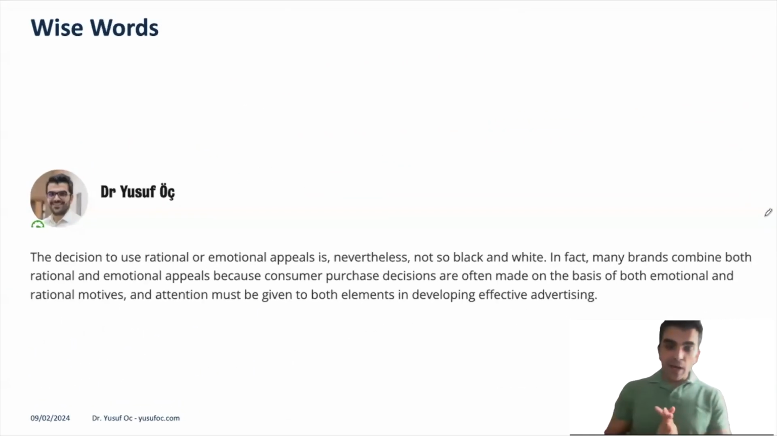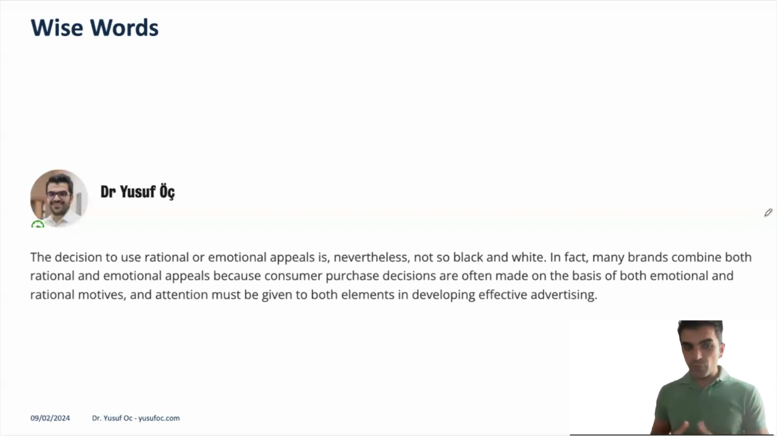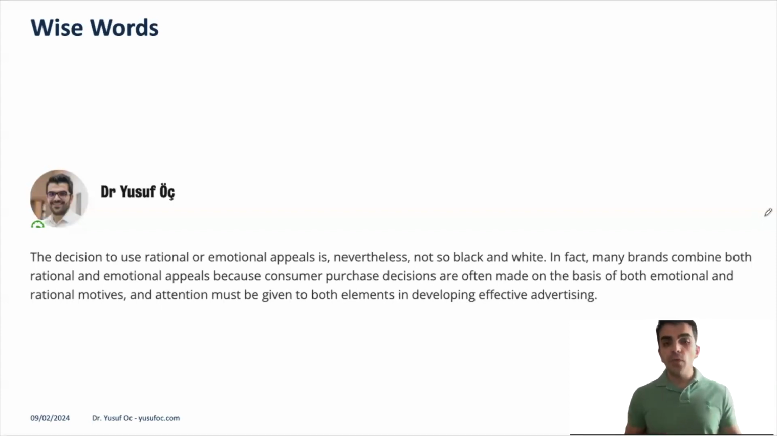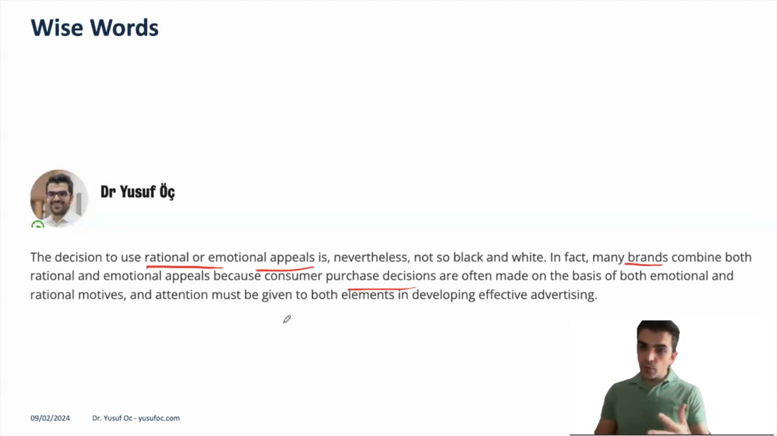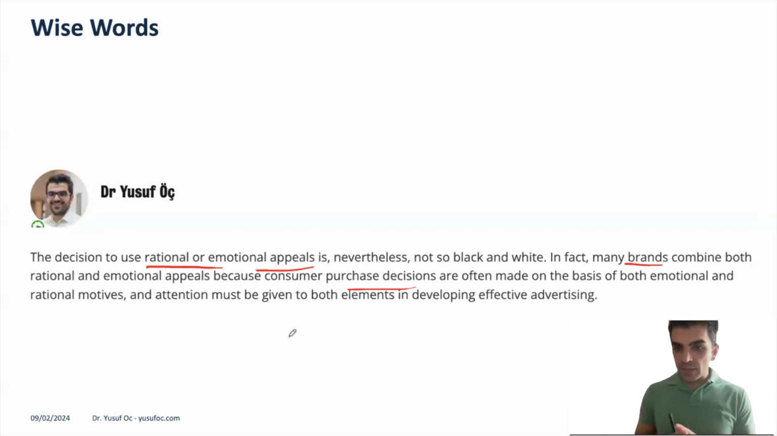So let me share some wise words with you. So it's coming from me again. The decision of using rational or emotional appeals is not that black and white, okay? So which one is better than the other is not the question. Many brands combine both rational and emotional appeals because they try to influence consumer purchase decisions, right? So what you need to do is try to understand which one is actually working better, but you can combine them at any time, okay?